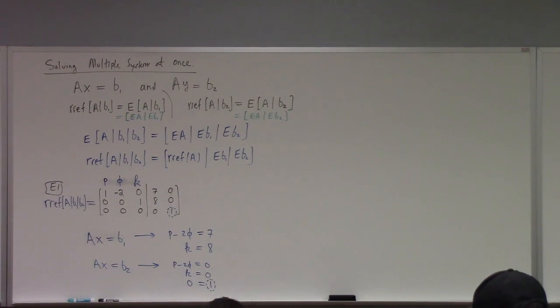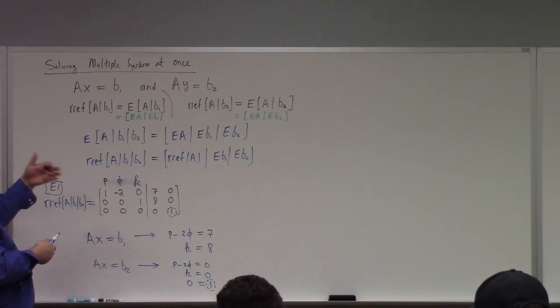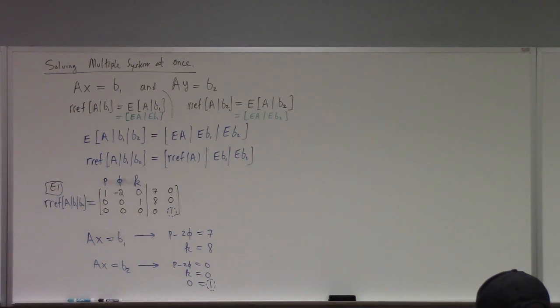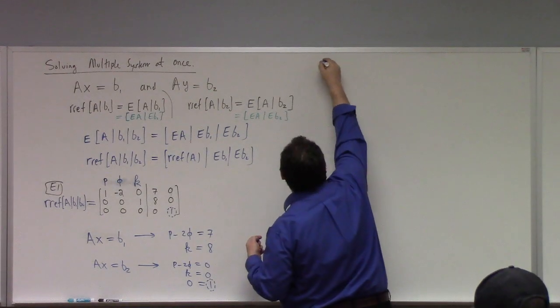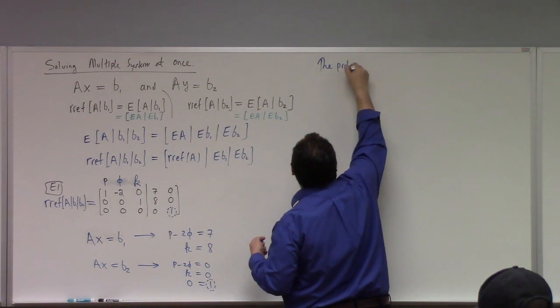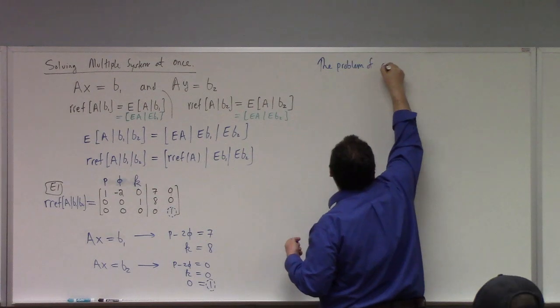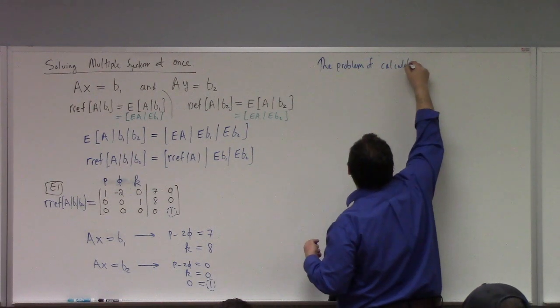So we can solve more than one system at a time. Now, why does this matter? I showed this for 2, but we could just as well do this for k systems at once, right? You could do this for more than 2. You could do it for 3 or 4, whatever. So let's talk about the problem of calculating the inverse.